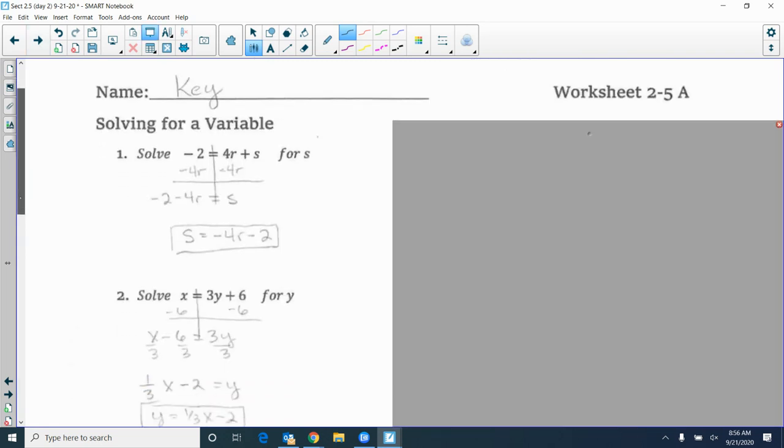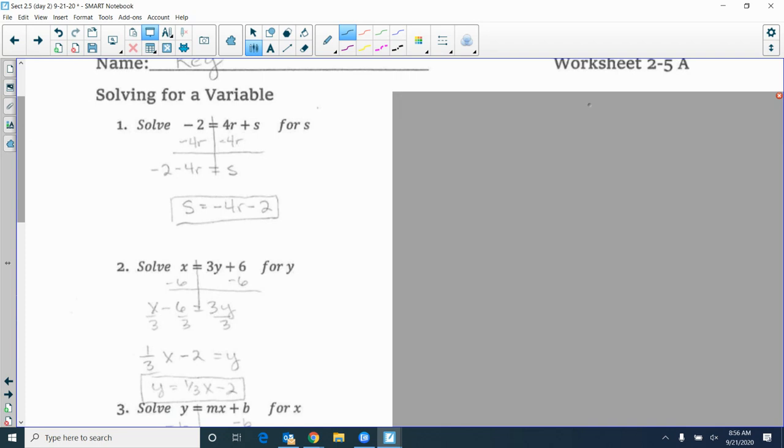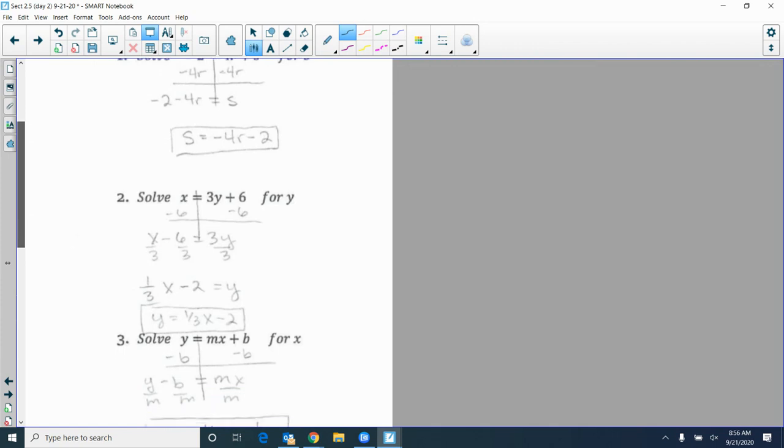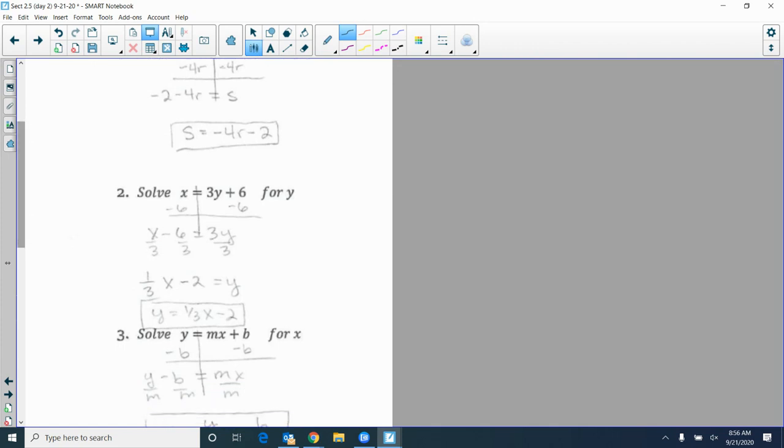Let's just take a look here. Take a look at what you have. Okay, fix as needed. If you didn't get this done, get this down so that you have it. Subtract 4r and you get negative 2r minus 4r equals s. And then I just kind of want to write the s first. Negative 4r minus 2. Subtract 6. Now we're solving for y.